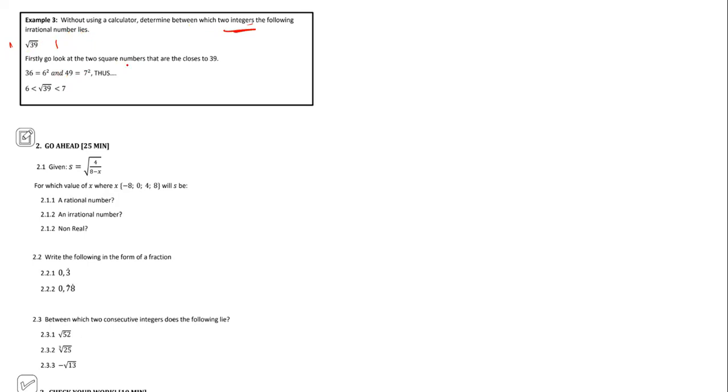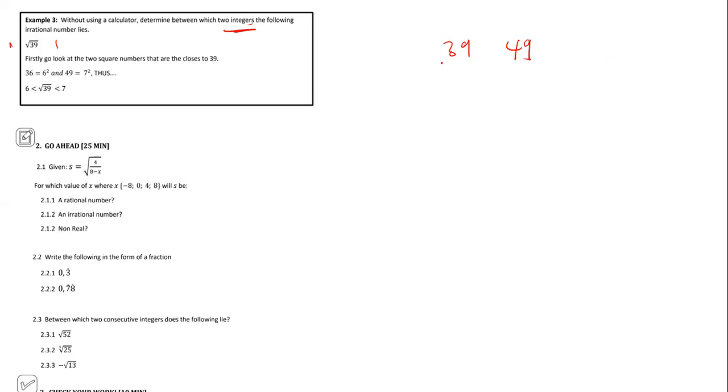So the first thing that we're going to do is look at the square numbers that are close to 39. We know that 36 is a perfect square, 49 is a perfect square. Remember, we have 39, so for a number after 39, we want the perfect squares. 40 is not a perfect square. 41 is not. 42, 43, 44, 45, 46, those are not perfect squares. 47, 48, 49, it is a perfect square. So we just figured that 49 is a perfect square that lies after 39, right?